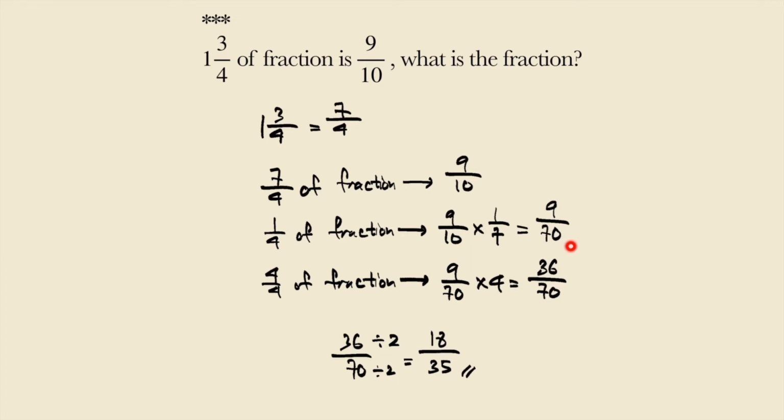Okay, what is the fraction? Which means 4 over 4 of the fraction. So we're going to take this, multiply by 4. That's 36 over 70. And leaving this in the simplest form, that would be 18 over 35.